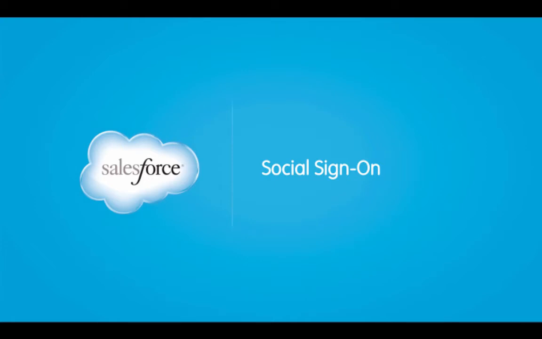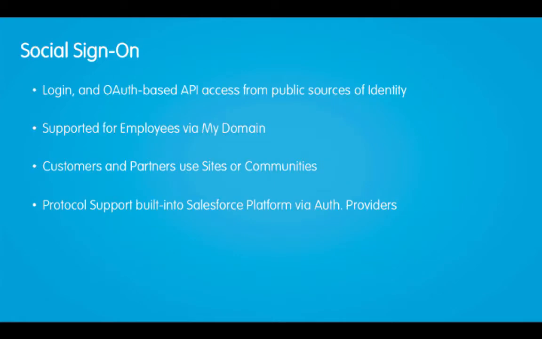Today we're going to learn how to configure social sign-on. Using social sign-on, you can provide single sign-on and OAuth-based API access to public sources of identity, such as Google, Facebook, Amazon, or PayPal. Employees within your organization can take advantage of this by using social sign-on with their My Domain. Customers and partners may use social sign-on when using sites or communities.